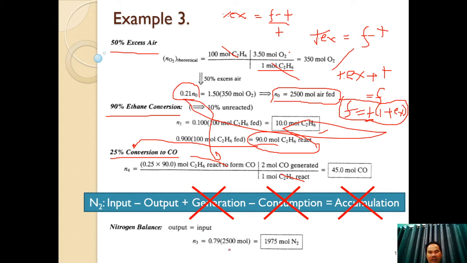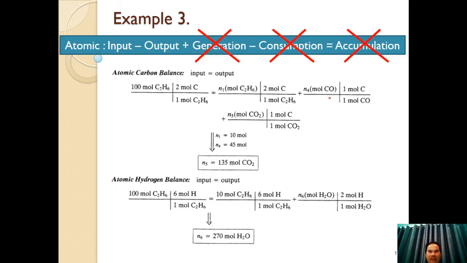The input nitrogen is 0.979 multiplied by the amount of air feed, like 2000, and finally is the amount of air feed, or N0. Air includes 79% nitrogen. You can calculate nitrogen. And the next one, you balance based on atomic balance.